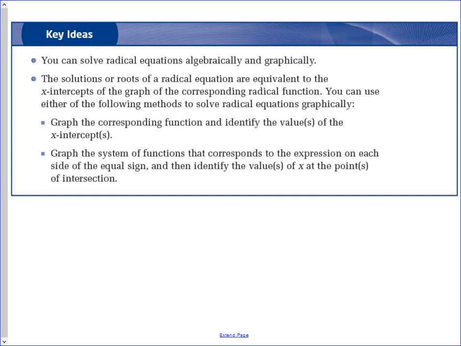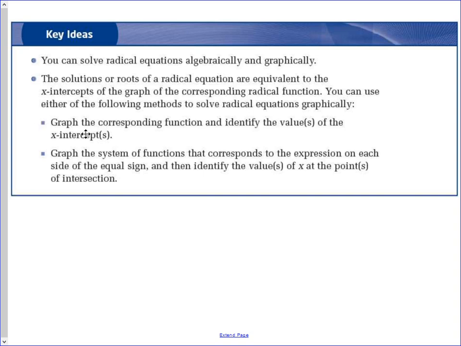Key ideas then. Hopefully that was clear. The textbook might be a little clearer. Once again, if you have questions, I will definitely answer them when I'm back. Key ideas. You can solve radical equations algebraically and graphically. The solutions or roots of the radical equation are equivalent to x-intercepts of the graph of the corresponding radical function. You can use either of these two methods to do it.